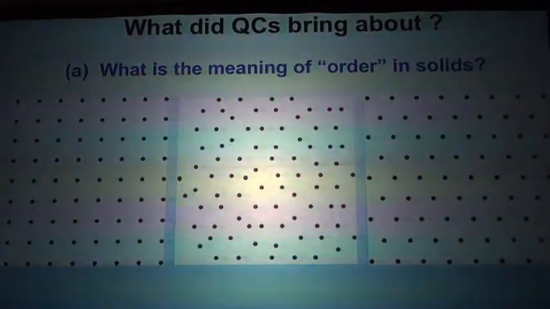I would like to pose a question. What did the quasicrystal bring up? One thing is that we ask what the meaning of order in a structure is. For example, in these three patterns, anyone can see that there's some order. Here, the left one you see very good symmetry. Can you tell me what is in the middle? Can you find some order?